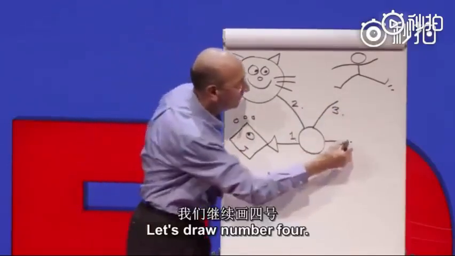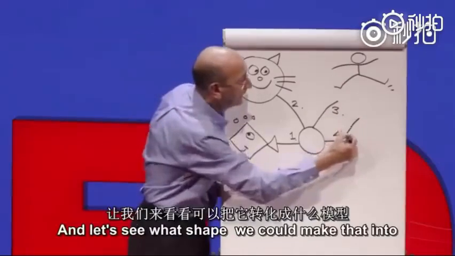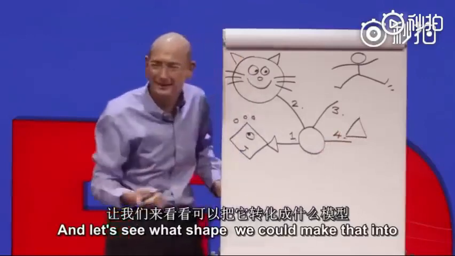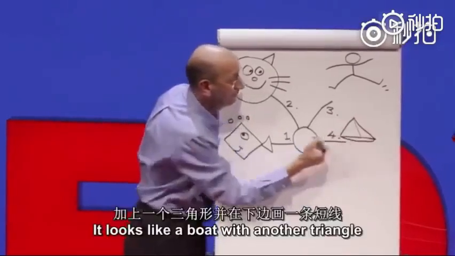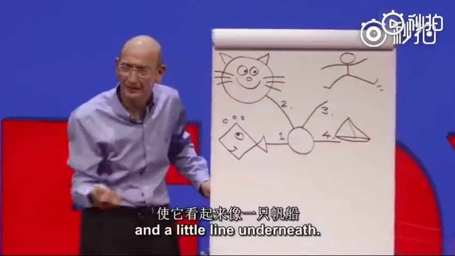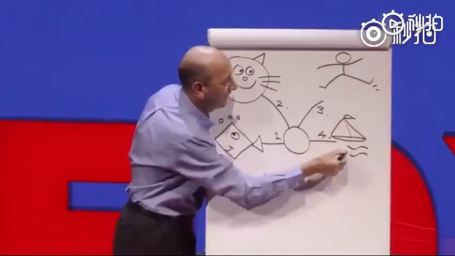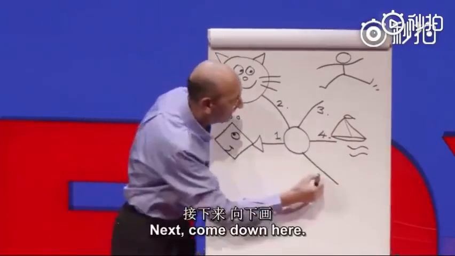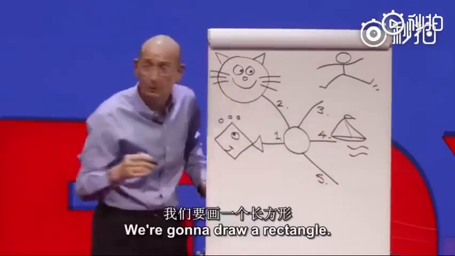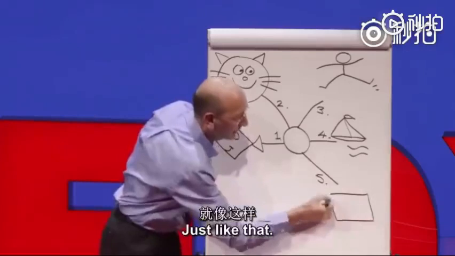Let's draw number 4. That's going to be a triangle. And let's see what shape we could make that into. And what picture we could make it into, it looks like a boat with another triangle and a little line underneath. We could even put a flag on top and a bit of water there. Next, come down here, number 5. We're going to draw a rectangle. Just watch, just like that.